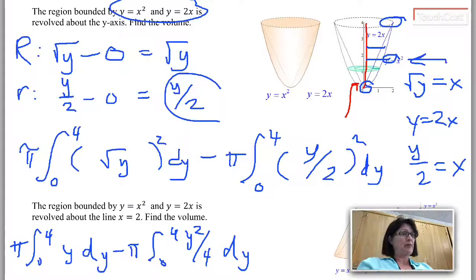Notice this expression would not be too difficult to evaluate. Both of those antiderivatives would be relatively straightforward to find, and you could evaluate this one by hand. I'll leave that as an exercise for you.